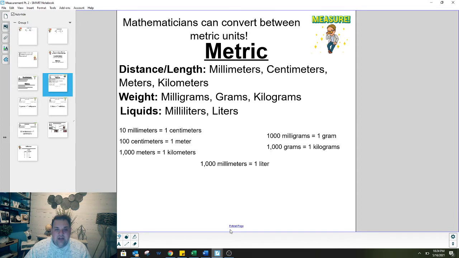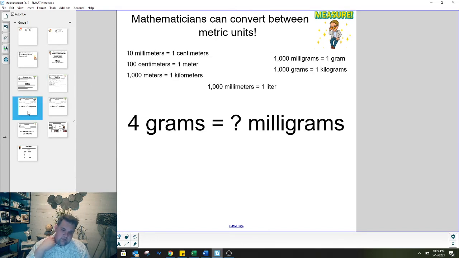When we think about metric units, there's some other conversions that you have to keep in mind. Here are those: 10 millimeters in 1 centimeter, 100 centimeters in 1 meter, 1,000 meters in 1 kilometer, 1,000 milliliters in 1 liter, 1,000 milligrams in a gram, and 1,000 grams in 1 kilogram. So if we keep that information in mind, we should be able to convert between two different metric units.